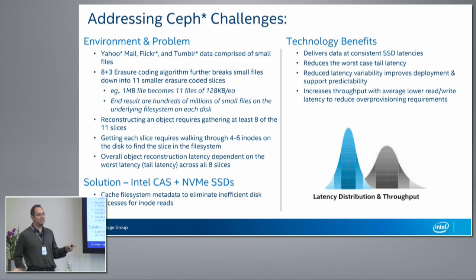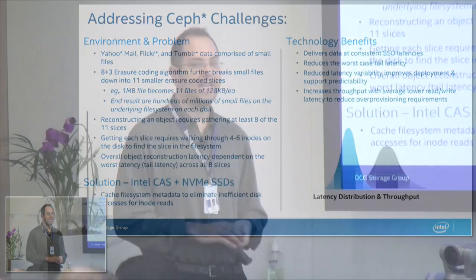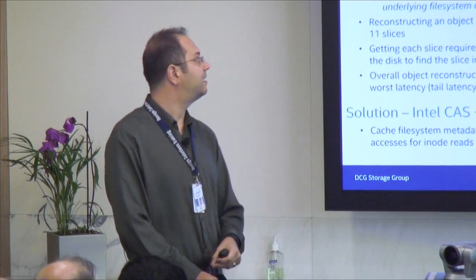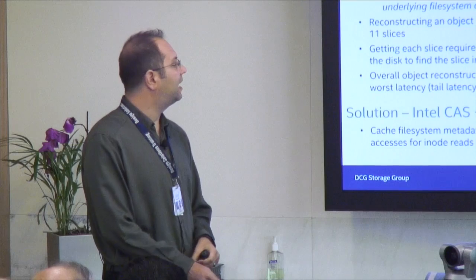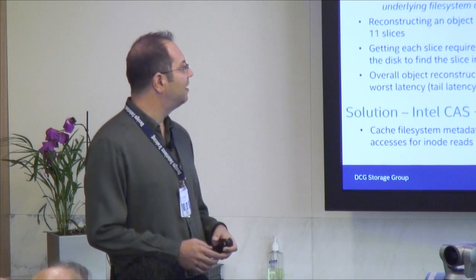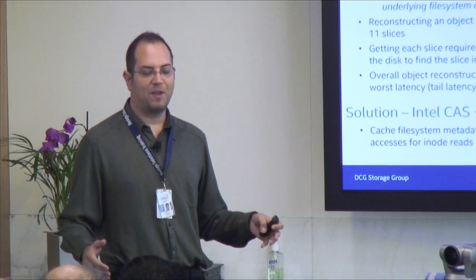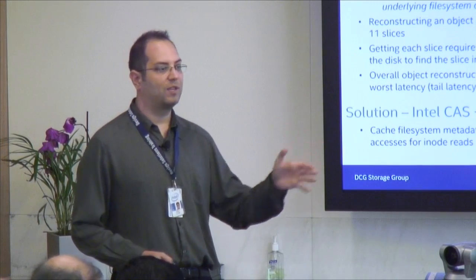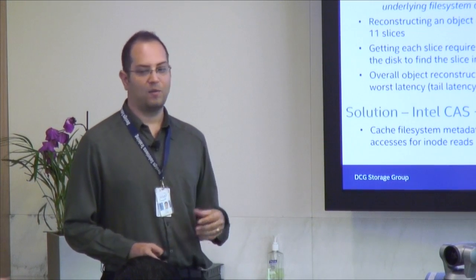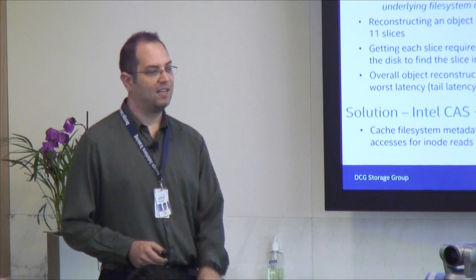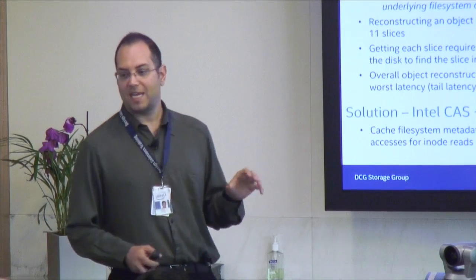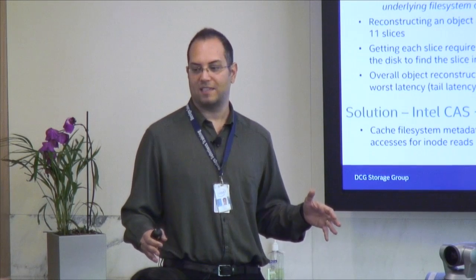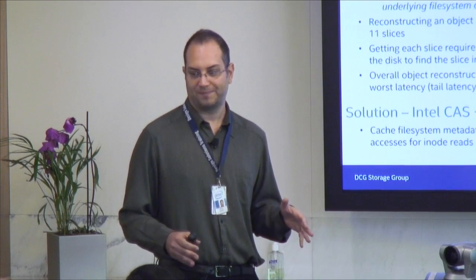Reconstructing one of these objects, so one file, requires you to gather at least 8 of those 11 pieces before you can put it back together. And then getting each one of those slices, because you have hundreds of millions of small files on your file system, requires you to walk through 4 to 6 inodes on the disk in order to get to that slice. So walking through the metadata takes a long time and increases your latency to object reconstruction.